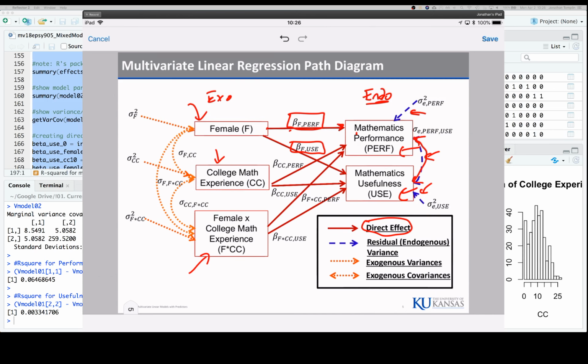Over on the left-hand side, though, you see a bunch of orange dotted lines. These represent the exogenous variances and covariances. Now, these are not explained. These are just allowed to vary. We understand that each of these variables varies, but we're not trying to understand why that happens to be.